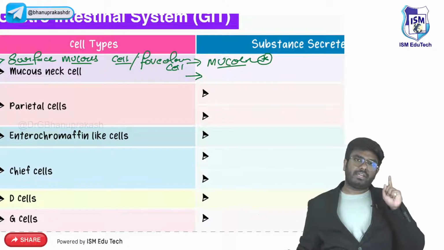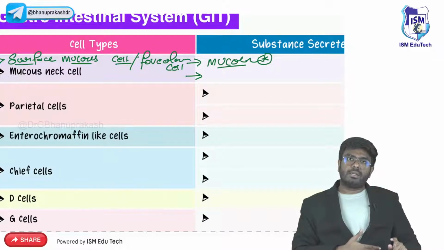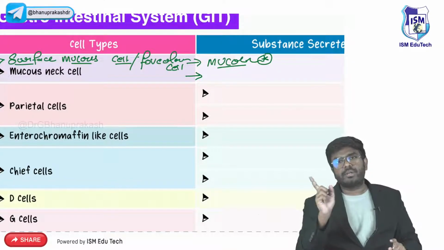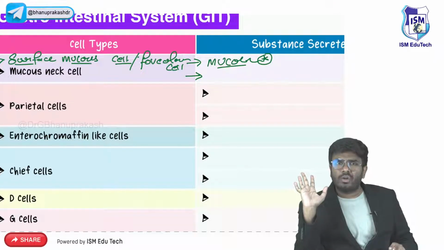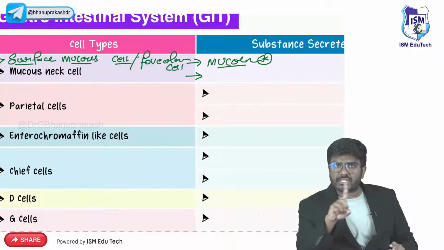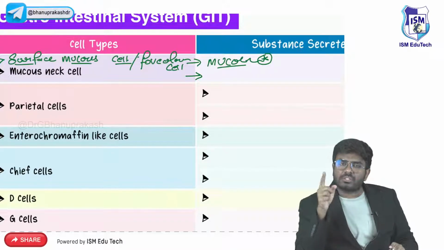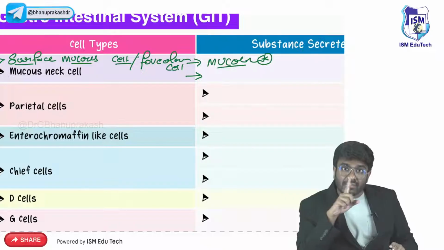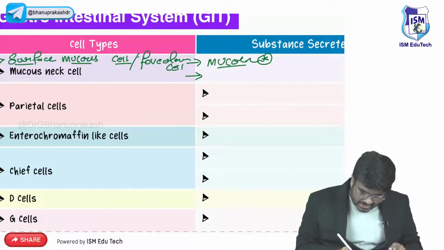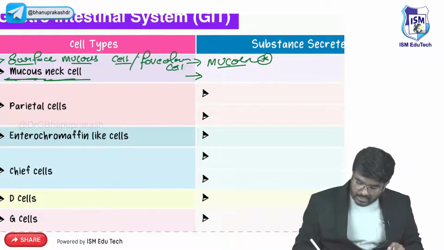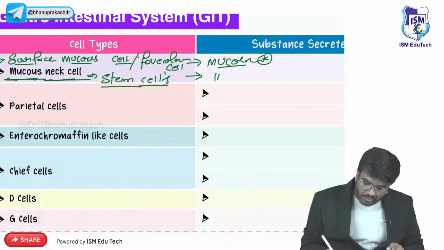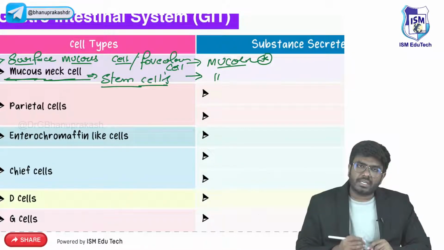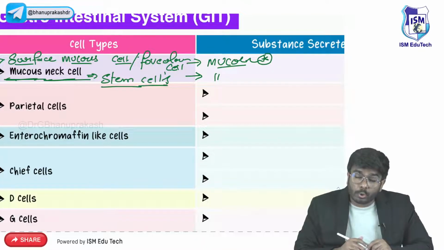So remember, lifetime remember, in your stomach, mucus is not produced by goblet cells. 90% of the students will think goblet cells are producing the mucus. No, goblet cells are producing the mucus in the intestines, not in the stomach. Who produces the mucus in the stomach? It's the foveolar cells or the surface mucus cells. And even the neck mucus cells will also produce the mucus. But this neck mucus cell acts like a stem cell. This is the MCQ. What is the stem cell in the gastric mucosa? This is the mucus neck cell.